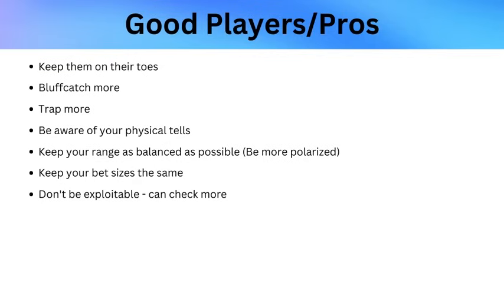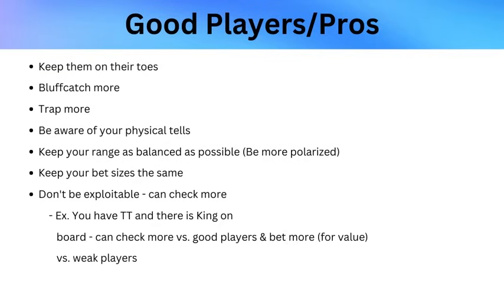You can check more versus good players. So say it's a heads-up pot. I think I actually have an example here. Yeah, so say you have pocket tens and there's a king on the board. Overall, when it comes to continuation betting, I'll c-bet more versus bad players, and I'll check more versus good players. And the reason I want to check more versus good players is because, again, you want to be unexploitable. So if you c-bet pocket tens on a king high board and they raise you, then you're in an uncomfortable situation, whereas if you check the flop and they bet, then you can comfortably call and play more of a pot control, trappy type strategy.